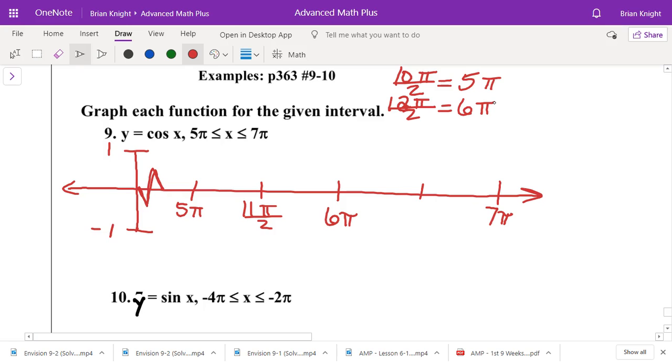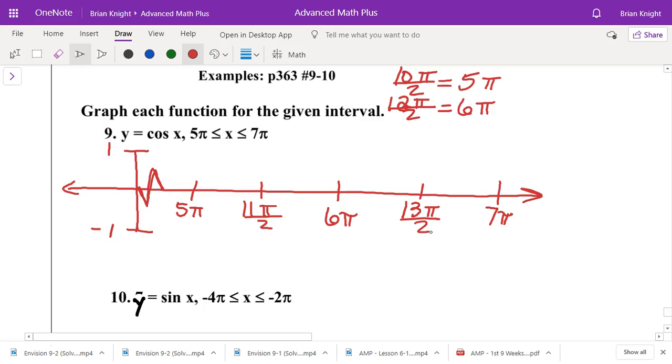This is 12 pi, right? What would 7 pi be over 2? 14. So in between there would be what? 13 pi over 2. We're reducing, okay? We don't write 12 pi over 2 because 12 over 2 is 6. We reduce it to 6.